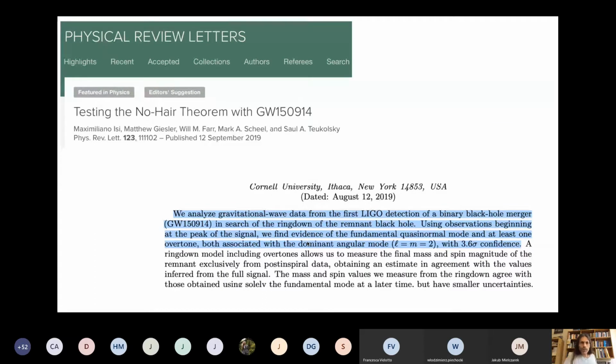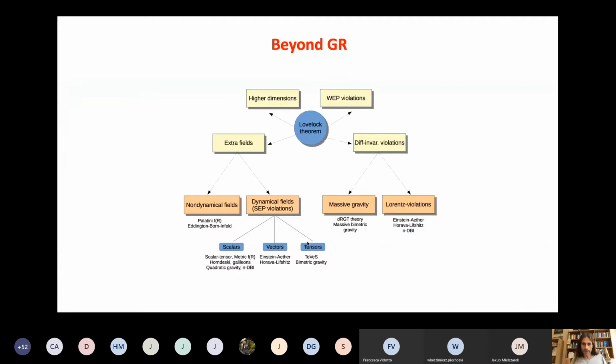So last year, a nice paper was published in PRL showing that even in the first events detected by the LIGO collaboration, when really going into the details of the ring down phase, it can be shown that several quasi-normal modes have already been detected, not only the fundamental, but also at least one overtone and probably two overtones. So that's very good news because it means that physics of quasi-normal modes is now becoming part of experimental physics.